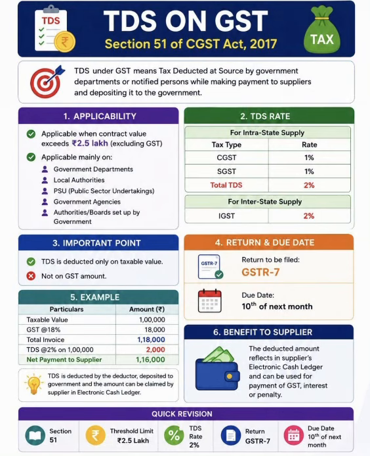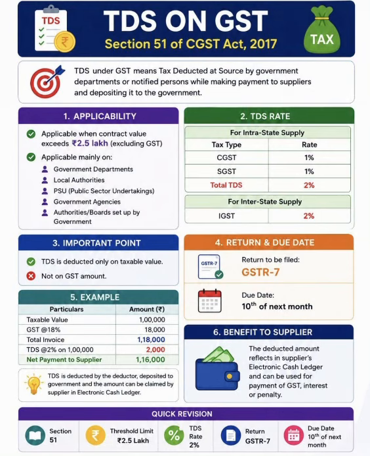TDS rate for intra-state supplies: TDS is 1% CGST plus 1% SGST, making total 2%. For interstate supplies, IGST TDS is 2%. Important point you have to remember is here simple: remember TDS is deducted only on the taxable value, not on the GST amount. This is very important exam and practical point.